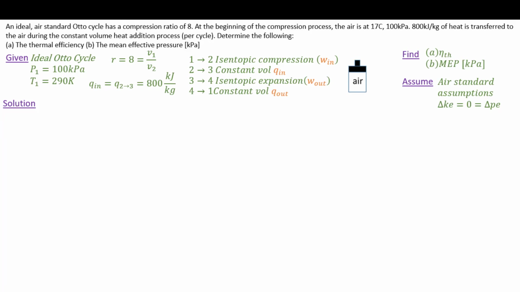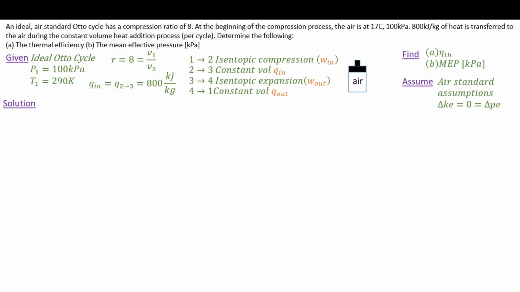All right, so we've got an ideal air standard Otto cycle with a compression ratio of 8, and we're told the conditions at the beginning of the isentropic compression process, so that would be at state 1. We're also told the compression ratio and the amount of heat that's added per cycle, so that would be the Q input to that cycle, or the heat added from 2 to 3, and that's 800 kilojoules per kilogram. So we've got everything in given, find, assume format. We're ready to go on with our solution.